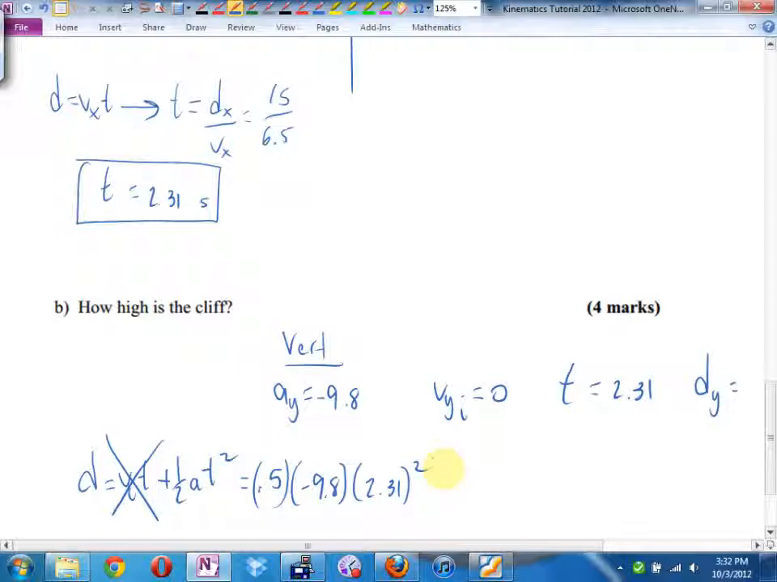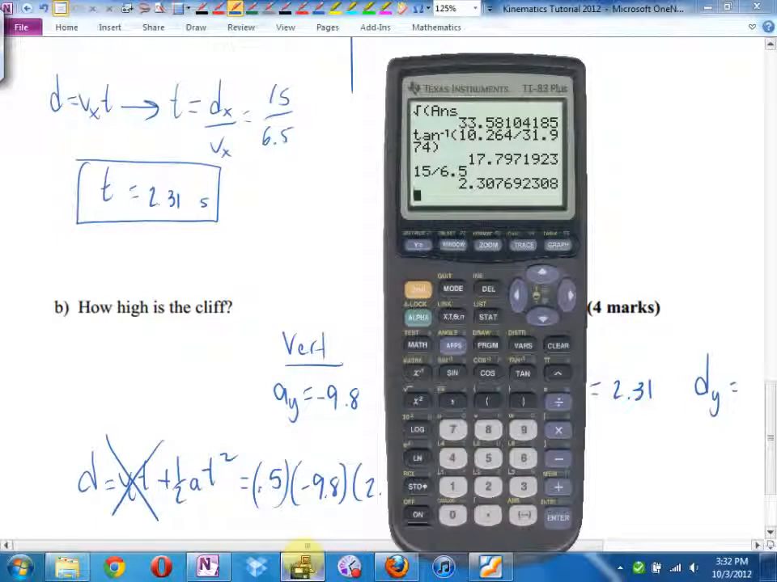This really shouldn't be worth 4 marks. I think the first question should be worth 4 because you're doing a little bit more math and thinking. I think the second question should be worth 3.